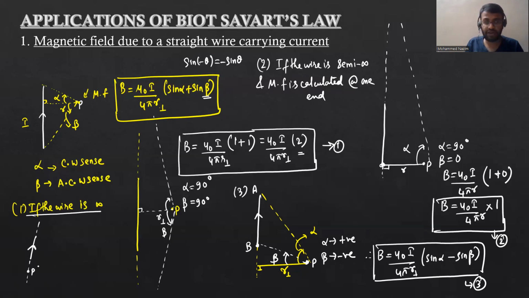I hope you understand the meaning of axial line, isn't it? The axis of the wire, let us say this is the wire, you extend the line, you extend the wire. This line is called the axial line. And let us say I want to calculate the magnetic field on the axis of the wire.